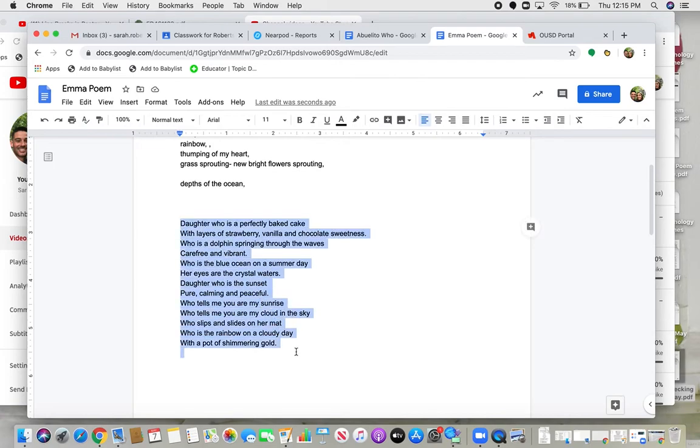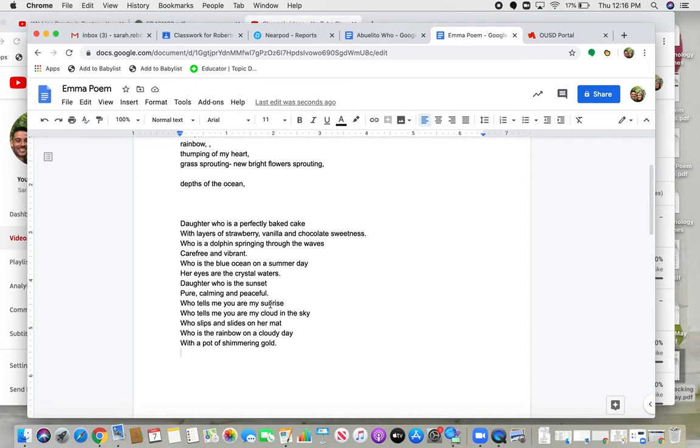I'm going to reread what I have so far so you can see what it sounds like. Daughter Who is a perfectly baked cake with layers of strawberry, vanilla, and chocolate sweetness. Who is a dolphin springing through the waves, carefree and vibrant. Who is the blue ocean on a summer day. Her eyes are the crystal waters. Daughter Who is the sunset, pure, calming, and peaceful.